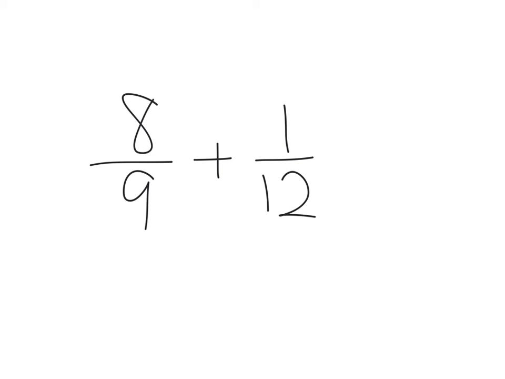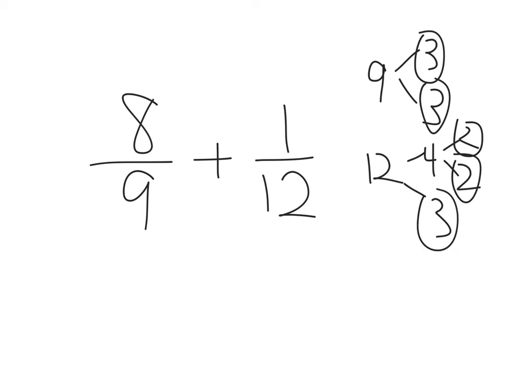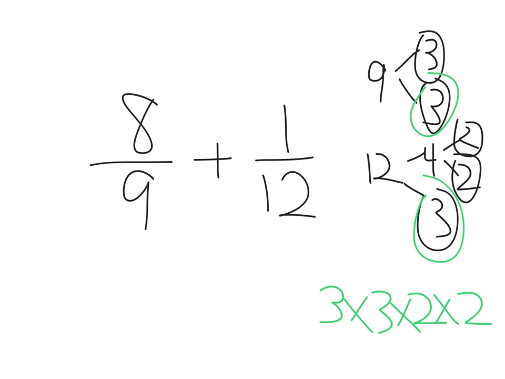So here I have 8/9 plus 1/12. Okay, so I have to figure out again, well, 9 is going to be 3 and 3. Those are going to be my prime factors. 12 is actually going to be 3 and 4, which is going to break down to 2 and 2. So my shared factors are the 3 and the 3. So it's going to be 3 times 3 times 2 times 2. And that's going to equal 36.